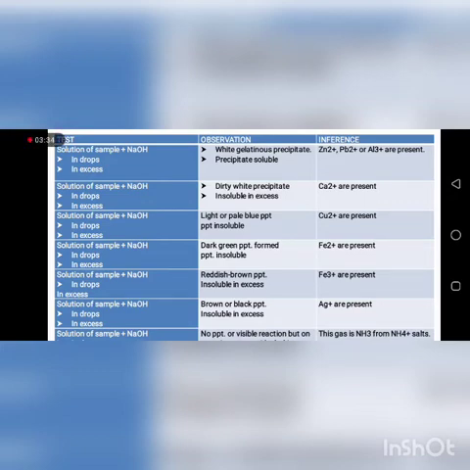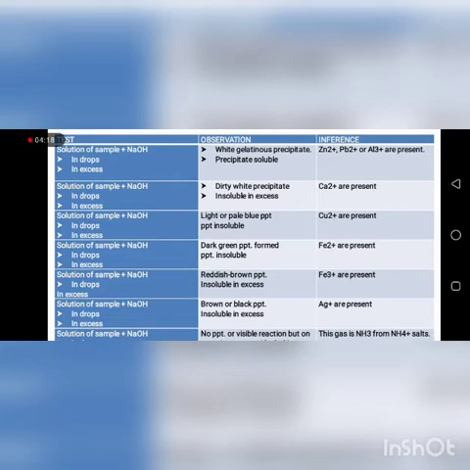The next one: sodium hydroxide is added to the solution of unknown sample in drops. If the solution forms a dark green precipitate and it is insoluble in excess sodium hydroxide, it confirms that iron 2 plus is present. Okay, green, iron 2 plus is present. Next one: when you add sodium hydroxide to the solution of unknown sample in drops, I see a reddish brown precipitate, and when you add sodium hydroxide in excess the precipitate is insoluble in excess. That confirms that iron 3 plus is present.